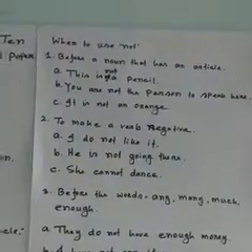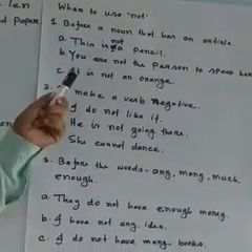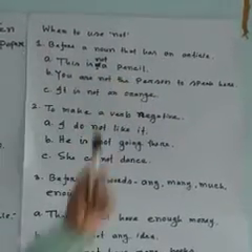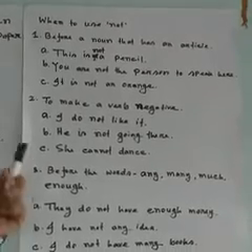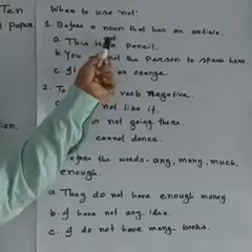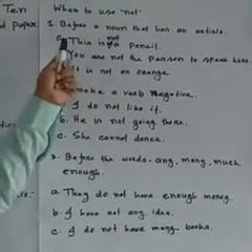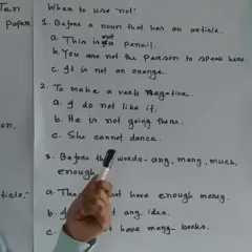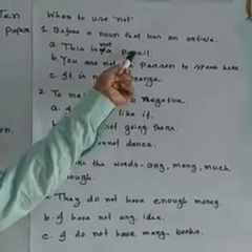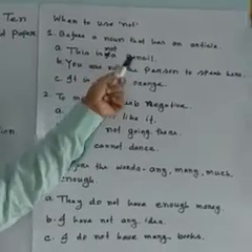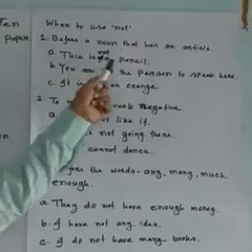And now when to use not, I will discuss the rules when to use not. And number 1, before a noun that has an article. If a noun has an article, you will have to use not before that noun. And here some examples. Letter A, this is not a pencil. A pencil is noun, and this noun has an article a. Not has been used before this noun, and the sentence is, this is not a pencil.